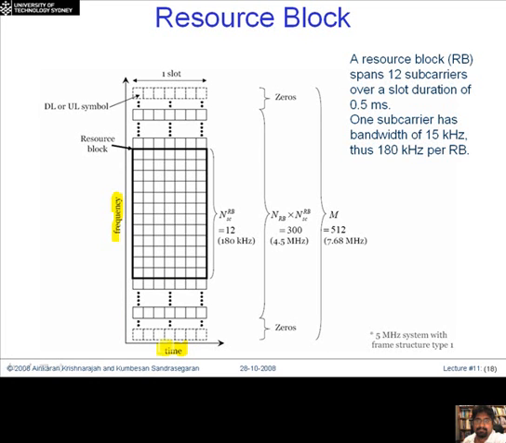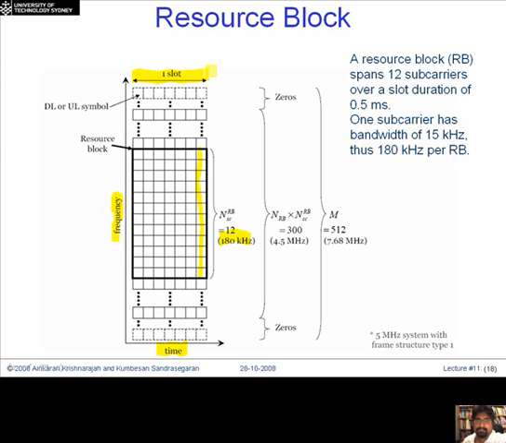Okay, we just now said that subcarriers are 15 kilohertz, and we said that a resource block spans 12 subcarriers. So if you go from here to here, you've got 12 subcarriers of 15 kilohertz each to give you a total of 180 kilohertz. Okay, so that's in the frequency axis. And on the time axis, this length here corresponds to one slot of 0.5 milliseconds.